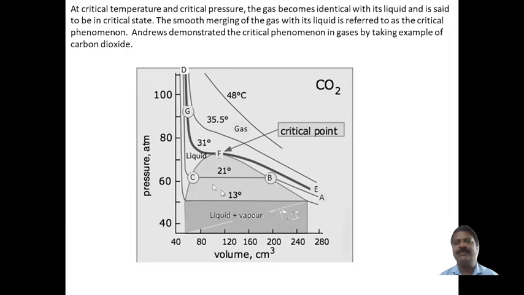Now you see here, this is at a particular constant temperature. These are at 48 degrees Celsius. It is just like ideal gas behavior. This is the curve related to an ideal gas, but other gases can deviate here. At 35.5 degrees Celsius, it will be just like a rectangular parabola.